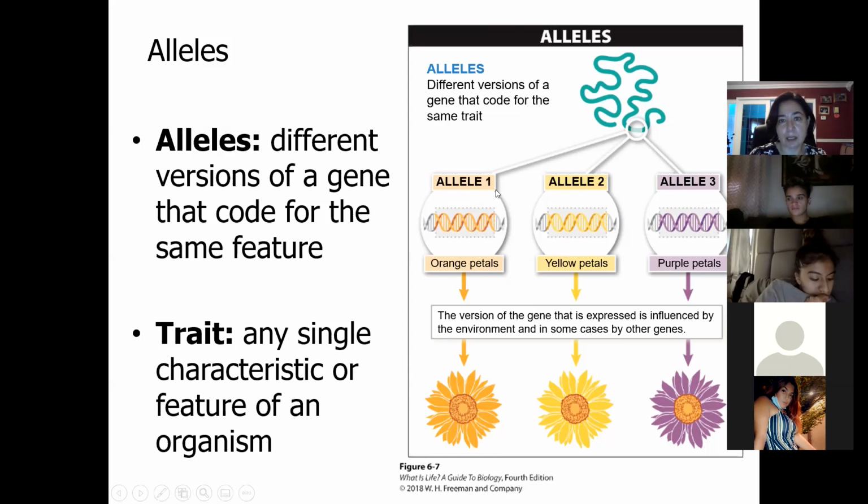So let's say allele 1 in a flower codes for orange petals. Allele 2 codes for yellow petals. Allele 3 codes for purple petals, right? So it depends on what you inherited. And I should say it's like a dice, right? Every time it's a new combination.